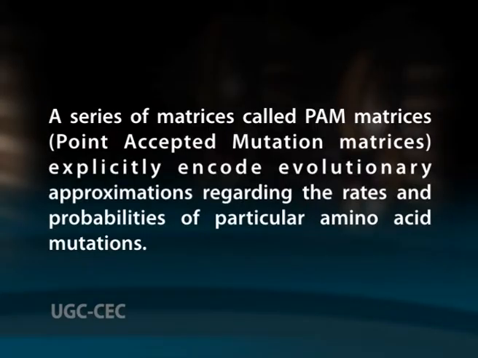The choice of a scoring function that reflects biological or statistical observations about known sequences is important to produce good alignments. Protein sequences are frequently aligned using substitution matrices that reflect the probabilities of given character-to-character substitutions. A series of matrices called PAM matrices, point accepted mutation matrices, explicitly encode evolutionary approximations regarding the rates and probabilities of particular amino acid mutations.